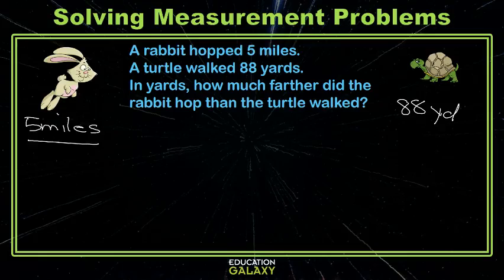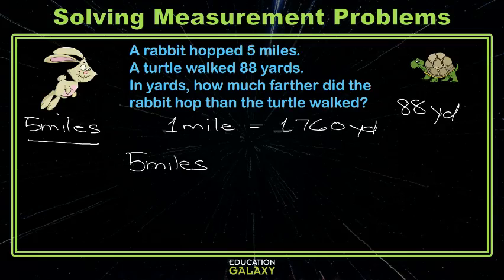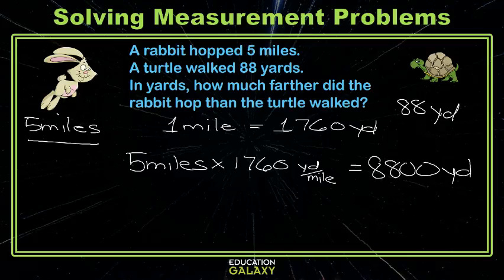So what do we need to know first? We need to know how many yards are in 1 mile. So 1 mile equals 1,760 yards. So to move from miles to yards, we'll multiply our 5 miles by our 1,760 yards per mile. And you don't need to worry maybe about writing out all those units like that. And this gives us a grand total of 8,800 yards.